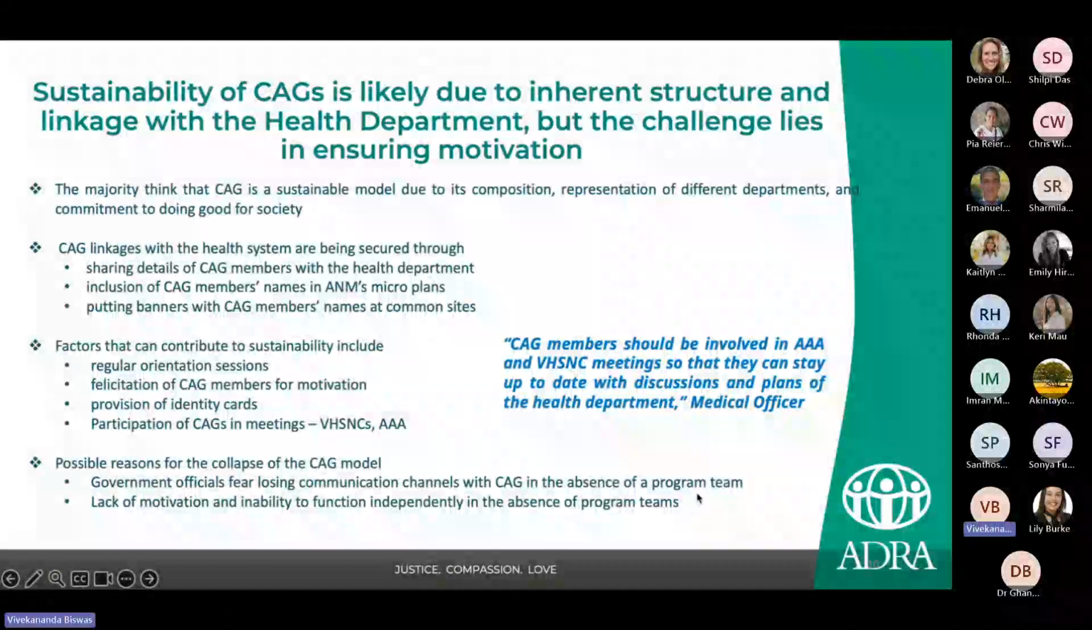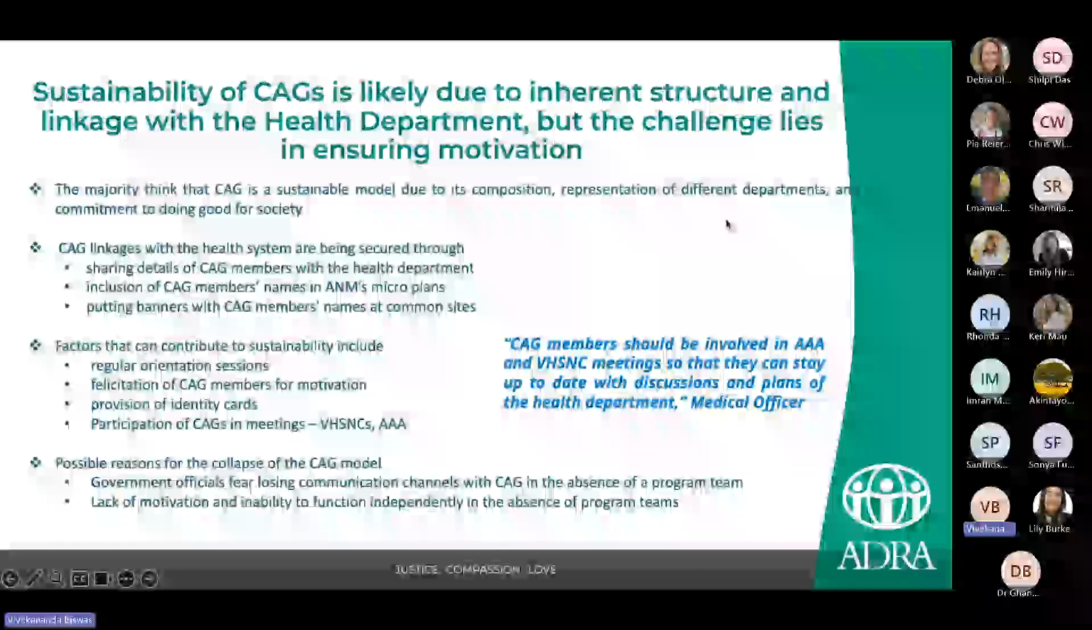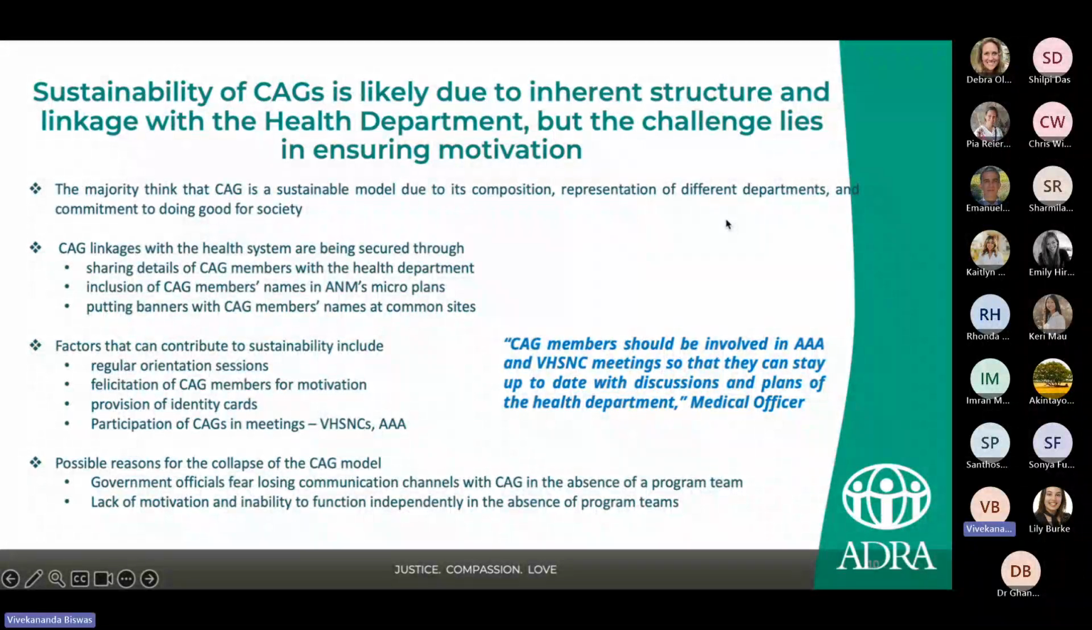The government officials fear losing communication channels, because the communication channel between the government officials and the CAG members is very important. If this communication channel breaks, then maybe that, or as I said, we have withdrawn our internal staff, and there is a high chance that these communication channels break. So then maybe this model could collapse.